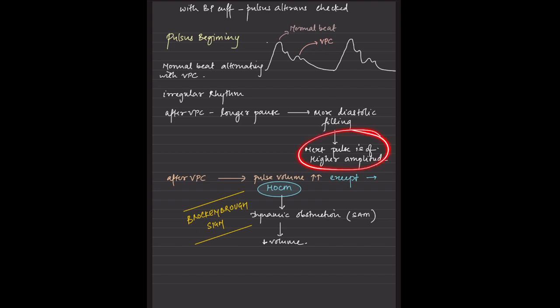So the next pulse will be of higher amplitude, like here. The next pulse is of higher amplitude. So after VPC, the pulse volume increases, except for that of the HOCM, which is called the broken box sign, wherein there is a dynamic obstruction, that is SAM, systolic anterior motion abnormality, and there is a decrease in the volume. So after each VPC, there would be an increase in the pulse volume. That is attributed to an increase in the diastolic filling because the heart gets time to fill.